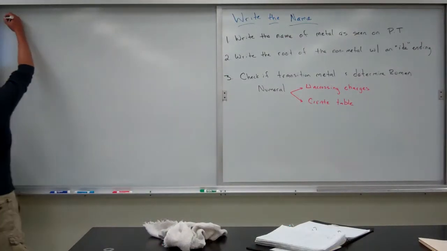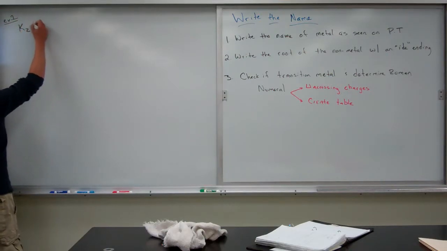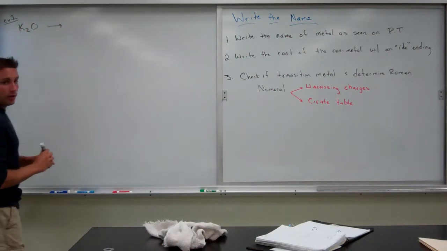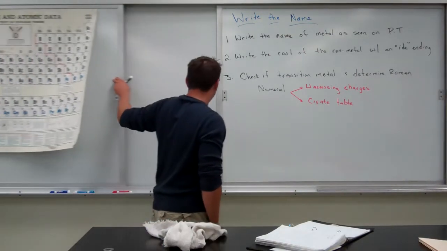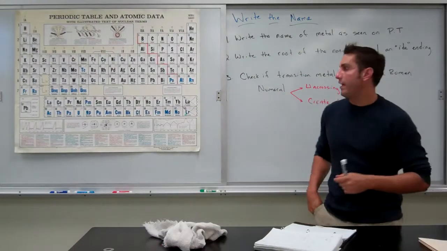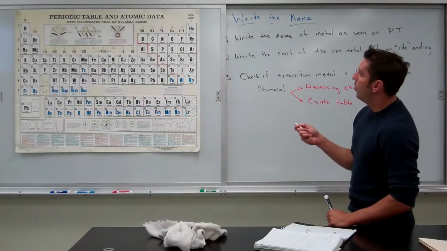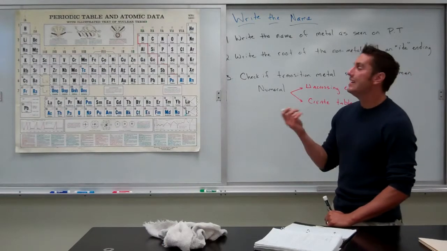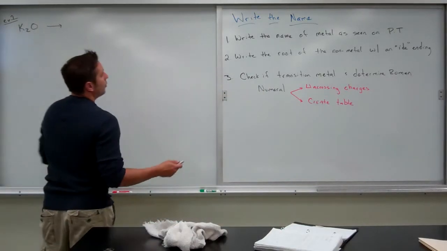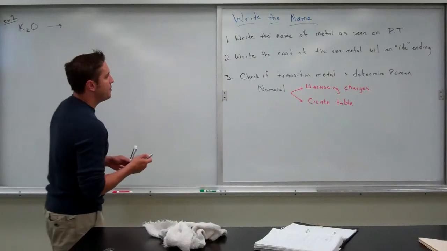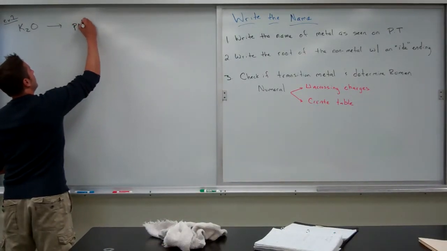First one. K2O. So if I'm looking at this, the first thing I need to decide is K2O ionic or covalent? Well, K is over here to the left of the staircase. O is over here to the right of the staircase. That means it's ionic. So we try to follow these rules. The name of the metal is seen on the table. K off the table is called potassium.